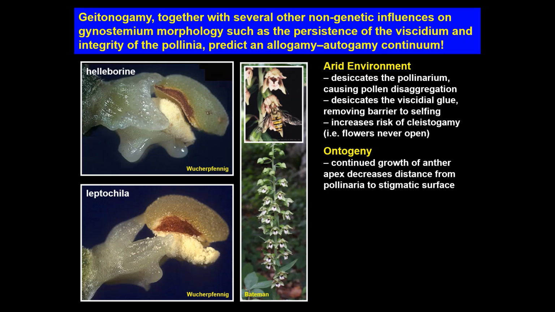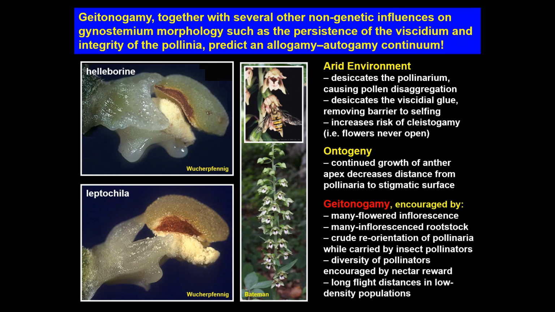Also, development, ontogeny, is important. The anther apex continues to grow as the flower opens and remains fertile. That pushes the pollen mass outwards and downwards towards the stigma of the same flower. So the longer the pollen mass remains uncollected by a visiting insect, the more likely it is to contact the stigma of the same flower and cause autogamy.